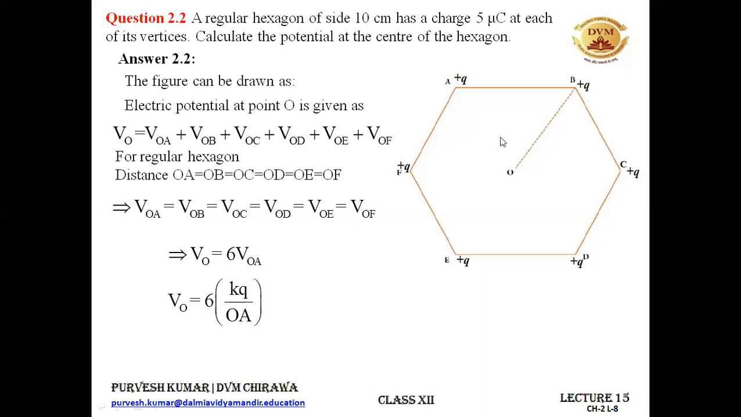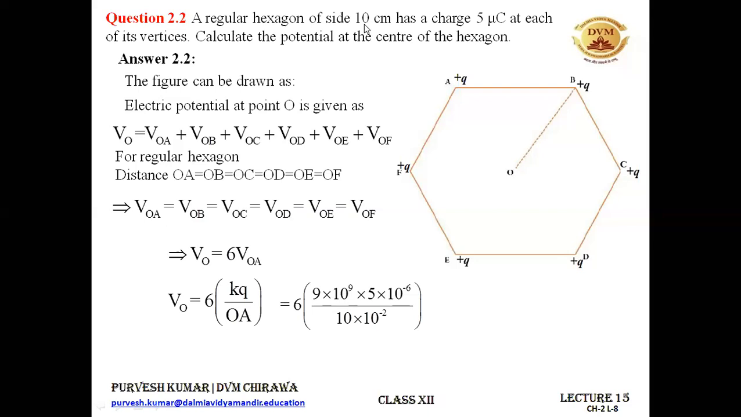OA is the distance of point O from vertex A. So that is equal to 10 centimeter because it's a regular hexagon. All right, so you can write it like this.